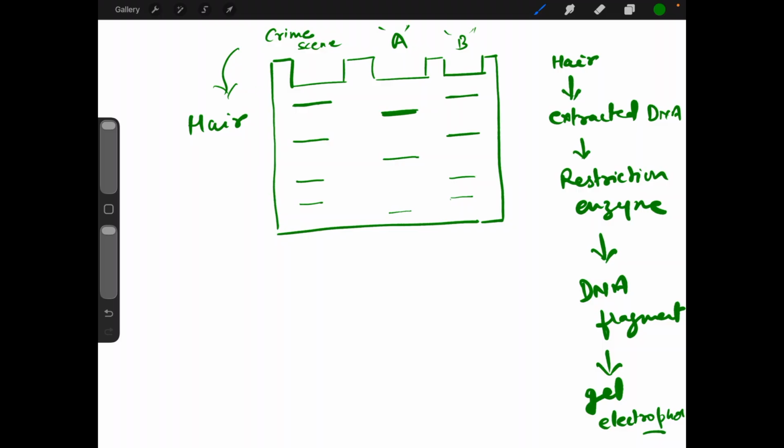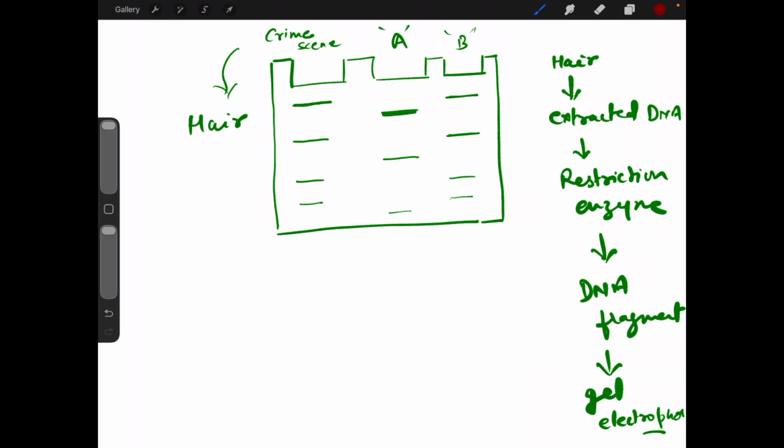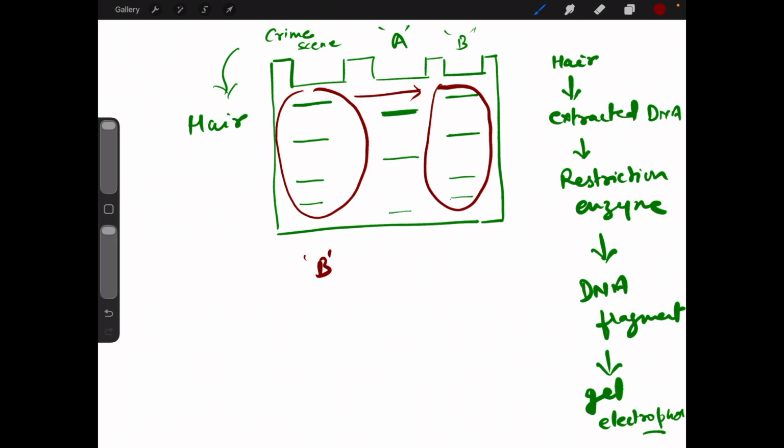So if you look at the patterns, crime scene DNA and suspect B's DNA have identical band patterns. If you look here, their bands are matching. So that tells us that suspect B was at the crime scene. So this is how they solve these problems.